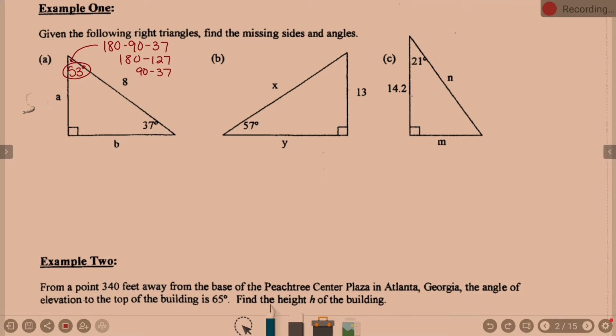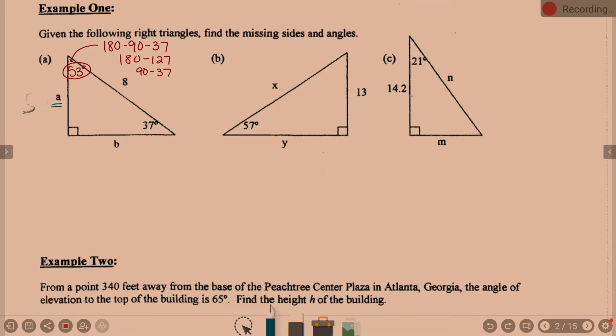Okay, so here's the deal, guys. We know an angle of 37 degrees, yes? We know this is 8, the hypotenuse. If we're going to start by finding A, and it doesn't matter which side we start with, what connects the 37 degree angle, the A, and the 8? That is sine, because A is opposite 37 degrees, and 8 is the hypotenuse. So the sine of this angle is equal to opposite over hypotenuse.